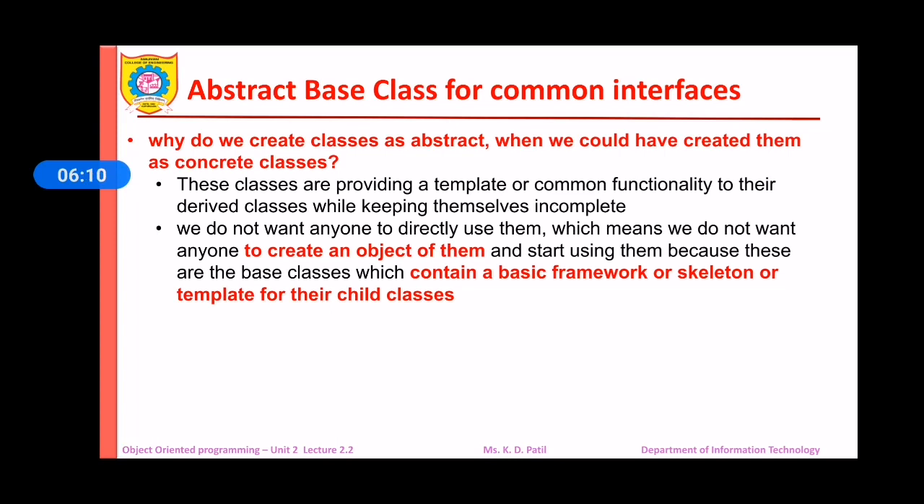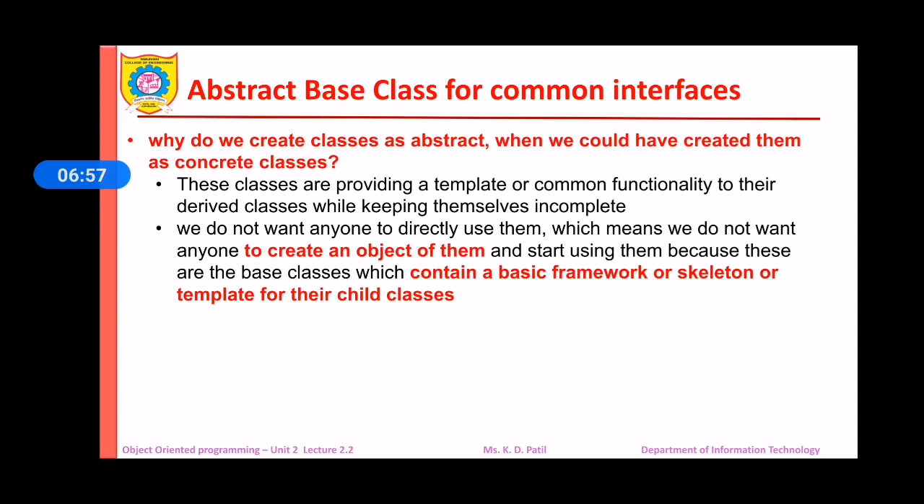These classes are providing a template or common functionality to their derived classes while keeping themselves incomplete. Now, you know what a concrete class is. A concrete class is a class which can implement all its methods and all its functionalities, and that concrete class can have subclasses, and those subclasses can inherit all the properties and all the functions of the concrete class. Still we have to create an abstract class, because abstract classes provide a template or common functionality to their derived classes while keeping themselves incomplete.